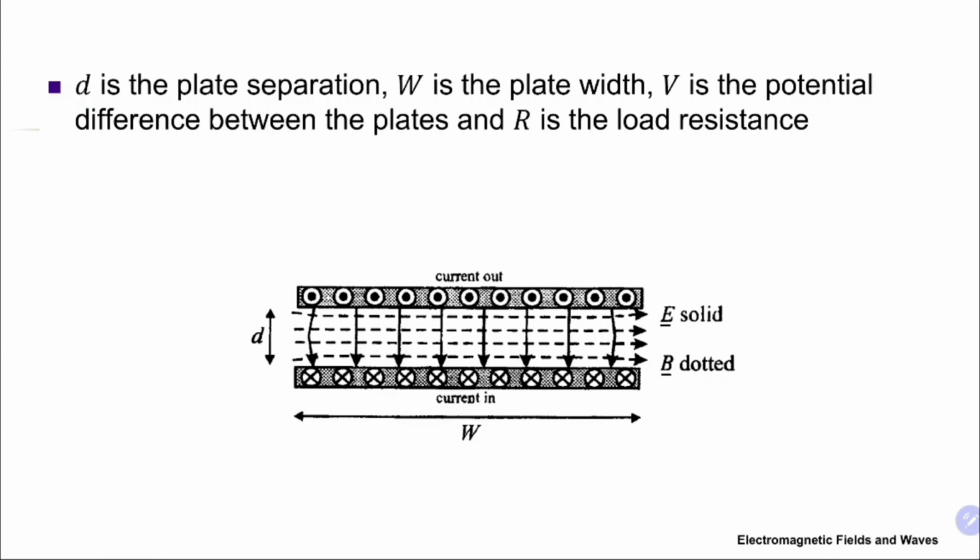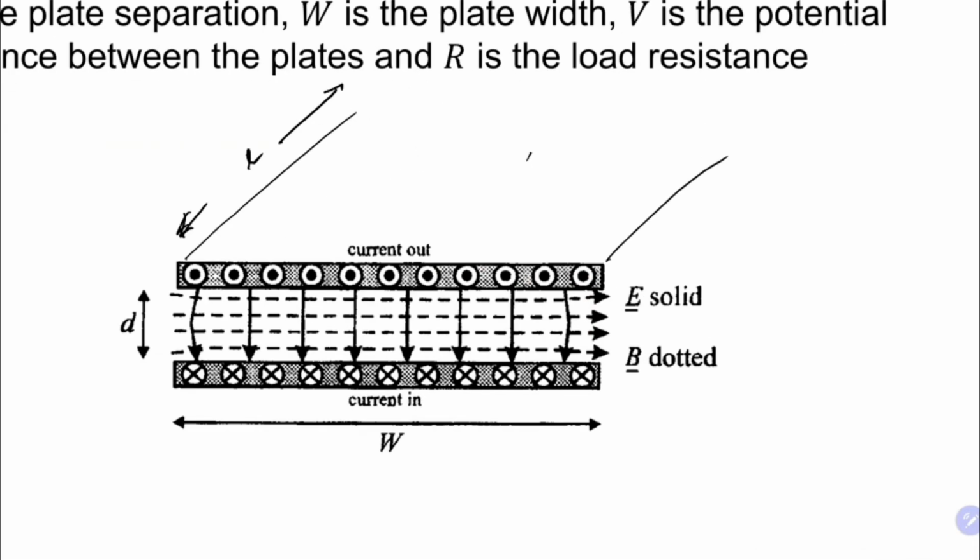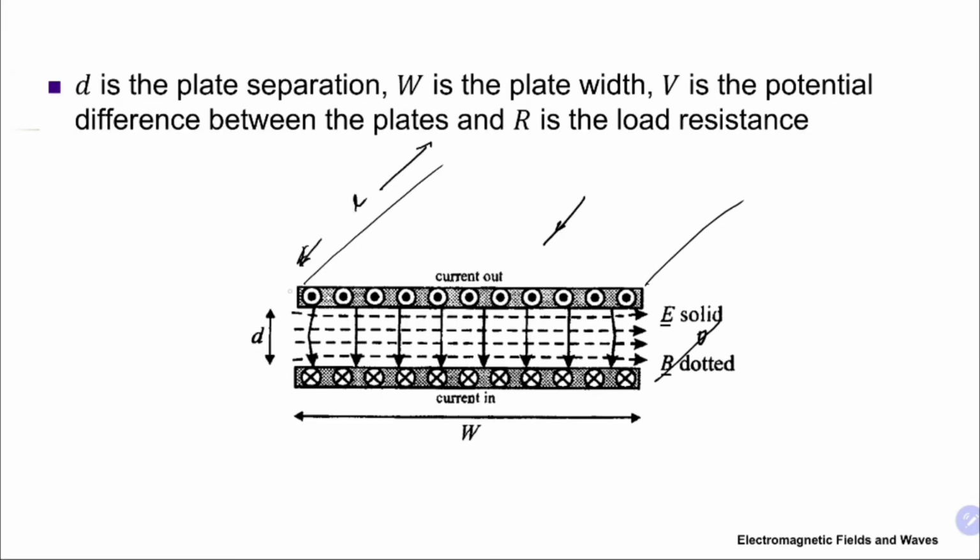Assuming this is my transmission line going in this direction, this will be L in this direction. There will be a current flowing, in this example in this direction, and then returning at the bottom plate. You have positive charge on the top and negative charge at the bottom, so you have an electric field going from the top plate to the bottom plate. And with the current flowing, you then have magnetic flux going between the plates.